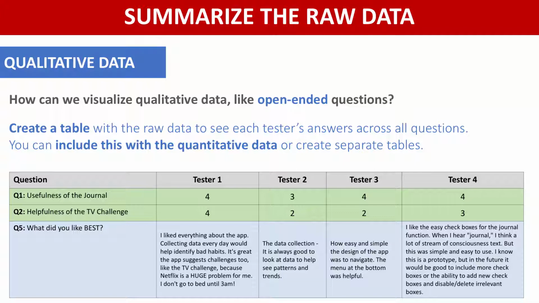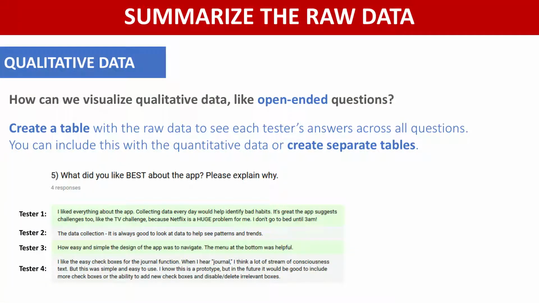In order to summarize text-based questions like open-ended questions, we want to create a table with the raw data so that we can see each tester's answers across each of the questions. Now, sometimes this is helpful to include with our quantitative data, as you can see in this visualization here. This way, we can see exactly what they rated the app on, for instance, question 1, usefulness of the journal, and question 2, helpfulness of the TV challenge, and then our question 5 is right below that, so that we can orient ourselves to how they felt about the app from a numerical standpoint, which can then help us better understand it by looking at their open-ended answers.